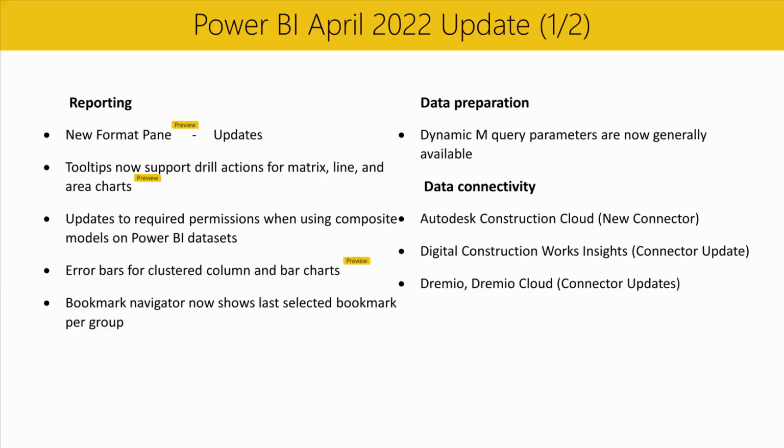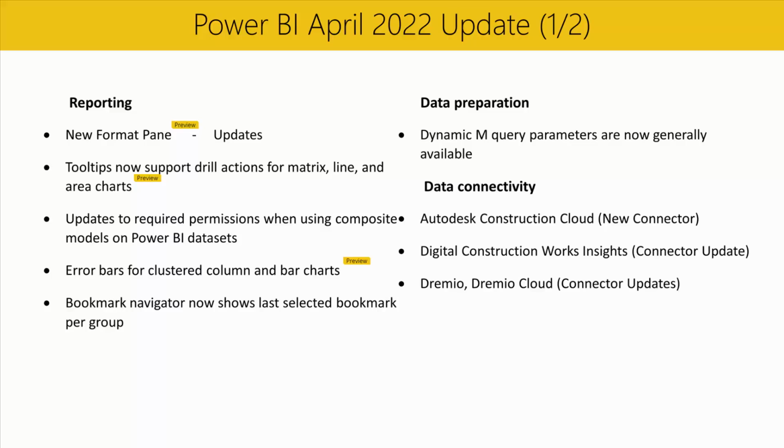Next, in the data preparation section, we're excited to announce that dynamic mQuery parameters are now generally available. As a refresher, this feature allows report viewers to dynamically set the values for an mQuery parameter using filters or slicers. This can be especially useful for people needing query performance optimizations without sacrificing report interactivity. As a part of the GA release, dynamic mQuery parameters are now compatible with the Q&A, decomposition tree, key influences, and anomaly detection AI features.